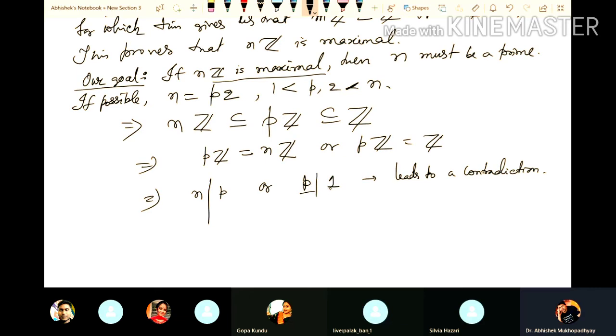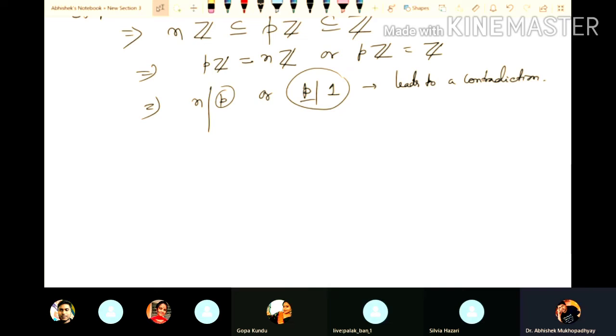Because p will not divide 1, this is impossible, and also p is strictly less than n. So for that reason n will not divide p, because p is less than n. And this contradiction implies that n must be a prime. Thus we have proved that the complete list of maximal ideals are those nZ if and only if n is prime.